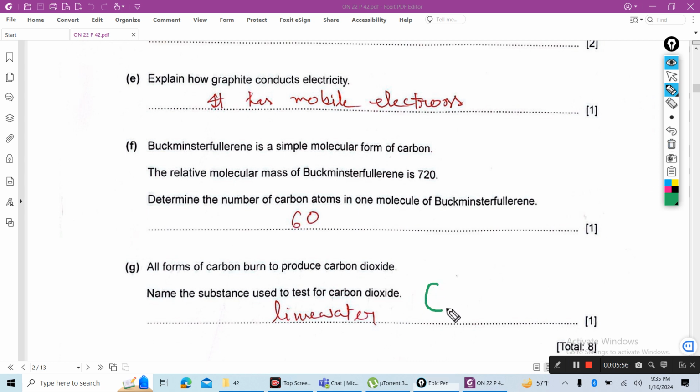Lime water means Ca(OH)2, calcium hydroxide. Calcium hydroxide, this aqueous solution is known as lime water. This is colorless. So if you pass carbon dioxide gas through lime water, it turns milky. As carbon dioxide reacts with calcium hydroxide to produce calcium carbonate. Calcium carbonate is a white solid, that's why it looks milky.